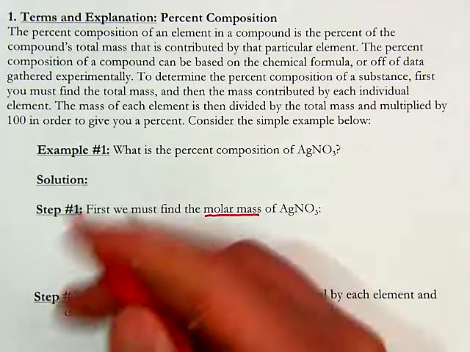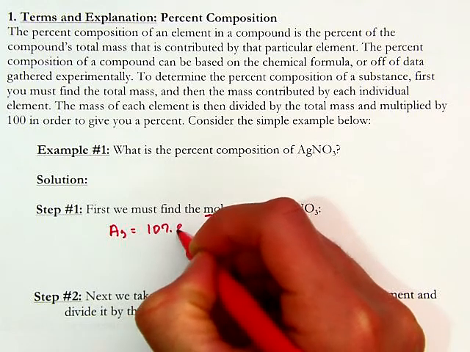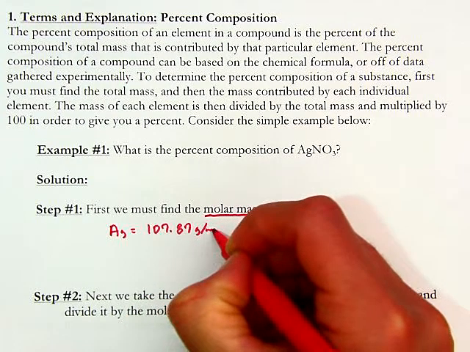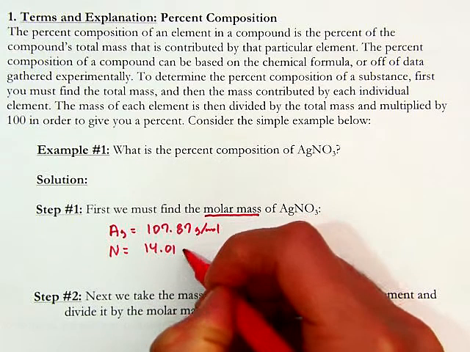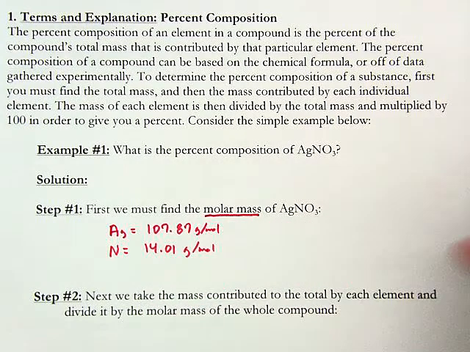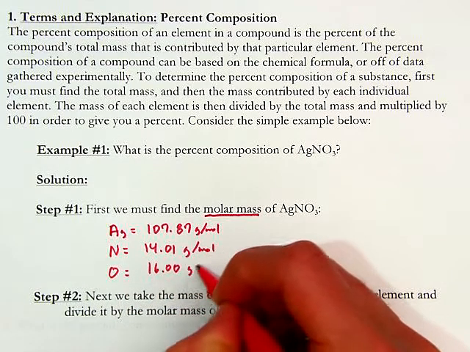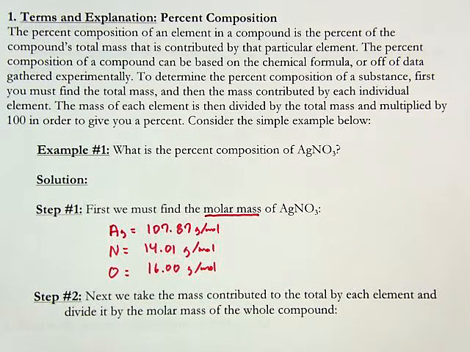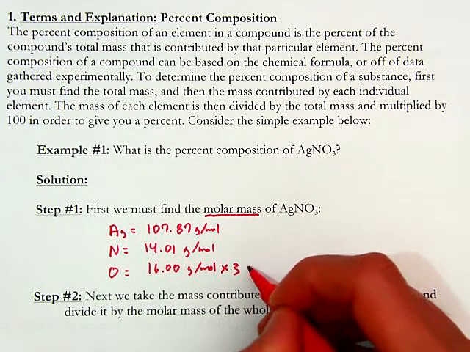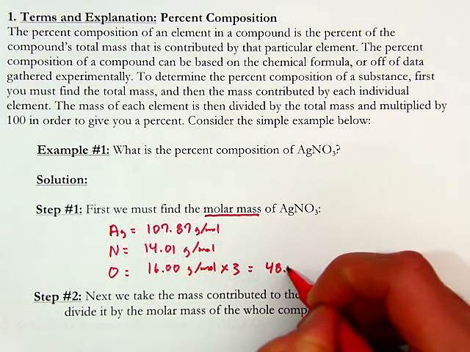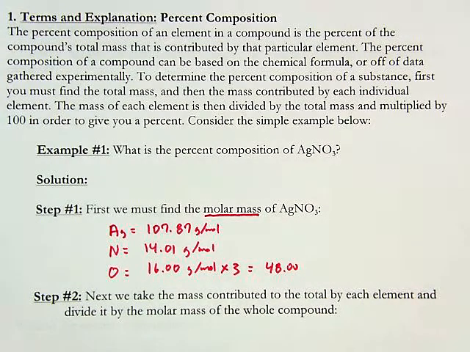On the periodic table, Ag is 107.87 grams per mole. Nitrogen is 14.01 grams per mole. And oxygen is 16 grams per mole. Now, it's important to remember that there are 3 oxygens, so 16 times 3 gives us 48. Now we're going to add all of these together.